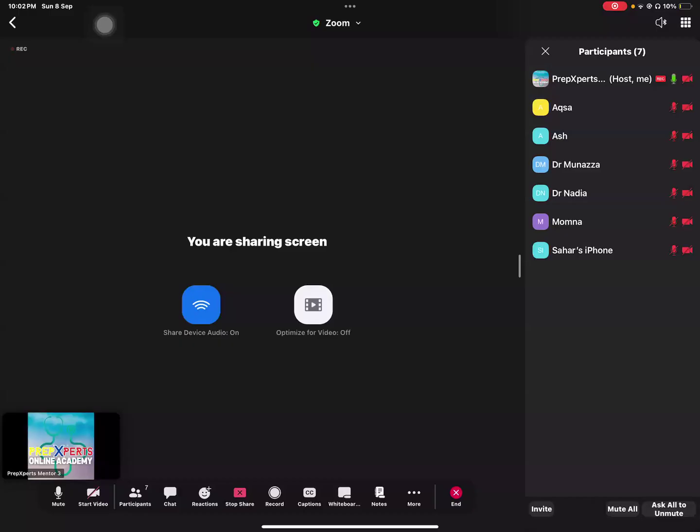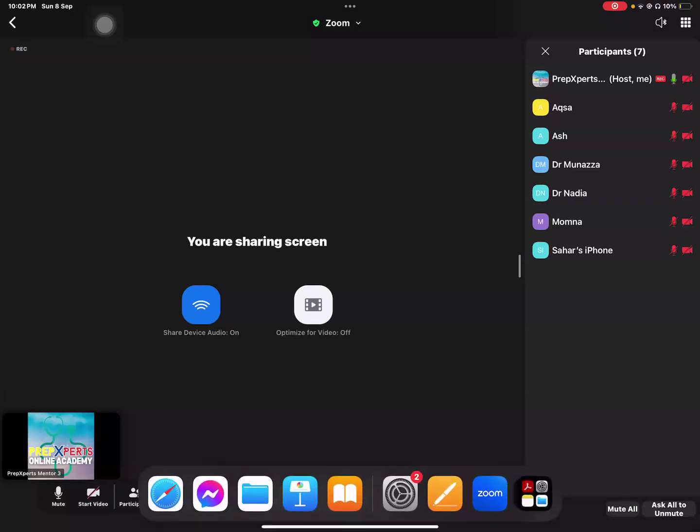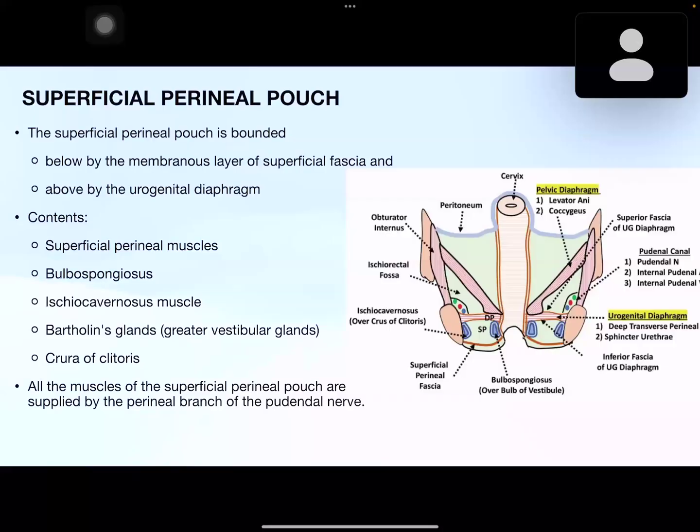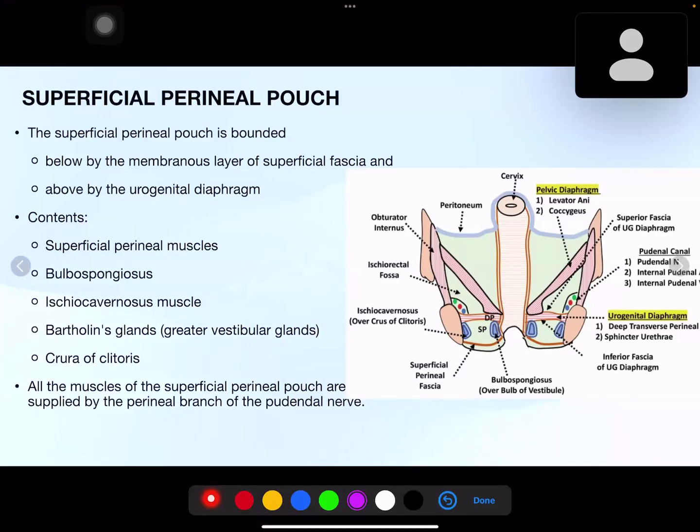Okay, you can see my screen now, right? Let's quickly do this session because I don't know what the problem is. I think this Zoom app is going to update, that's why it's causing problems.